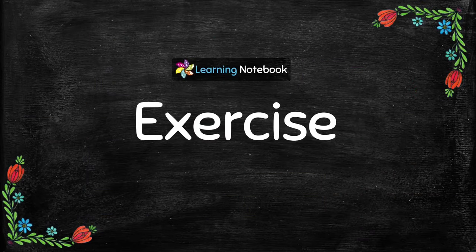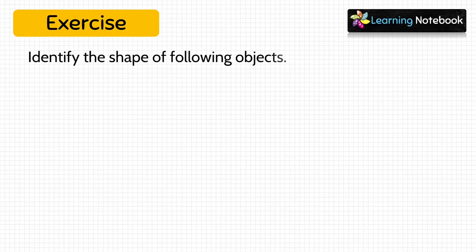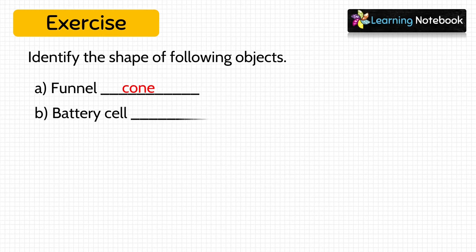Now let's do a small exercise. Question is, identify the shape of the following objects. First is funnel. Can you tell me the shape of a funnel? Yes, it is of cone shape. Next, battery cell. It is of cylinder shape.